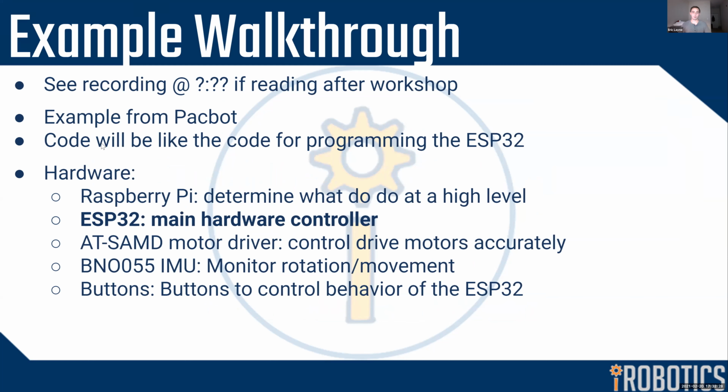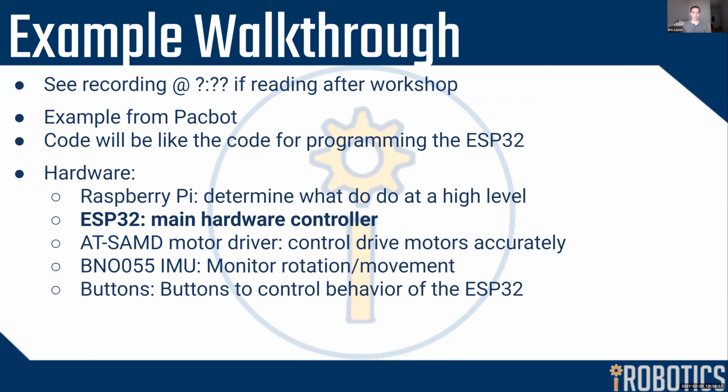Okay, so I guess looks like participants are staying mostly the same. So we're going to go through an example of PackBot. Like I mentioned, this is the code that would go on the ESP32. So basically the hardware of the PackBot has a Raspberry Pi, which determines what to do at a high level, like drive forward, drive backwards, turn right, turn left, stuff like that. The ESP32 is the main hardware controller that actually talks to the motor drivers, the IMU.